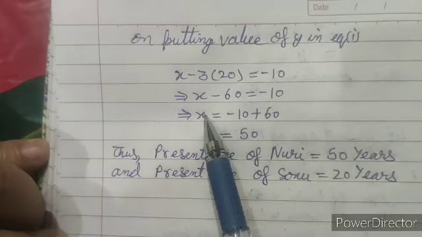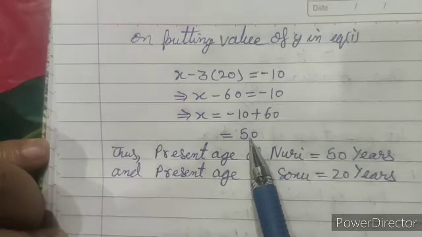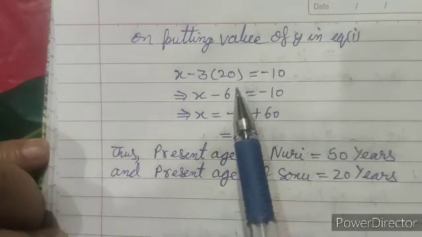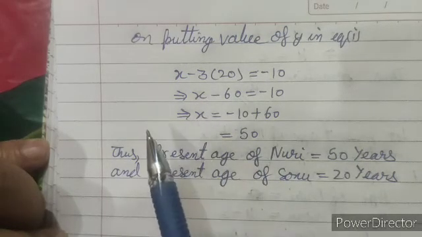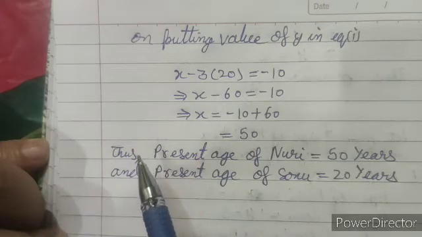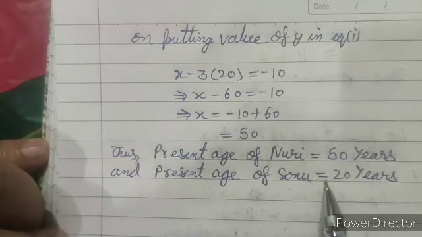As x was the present age of Noori, that means present age of Noori is 50 years, and y was the present age of Sonu, and that is coming 20 years. That is, present age of Sonu is 20 years.